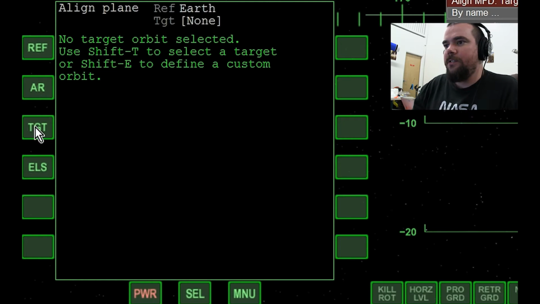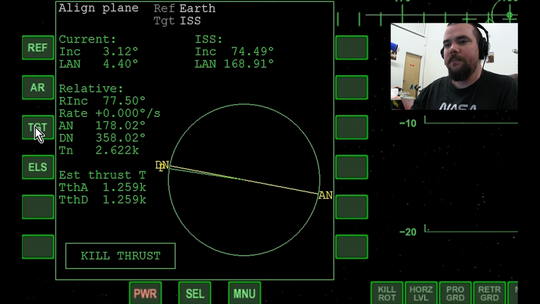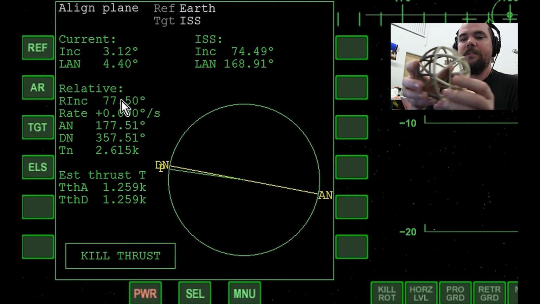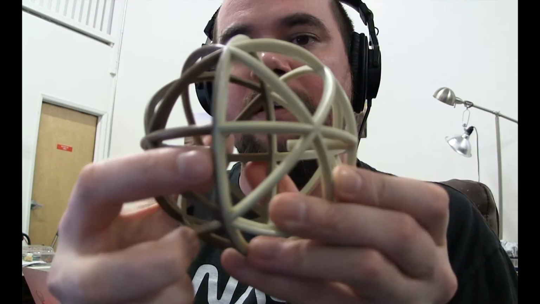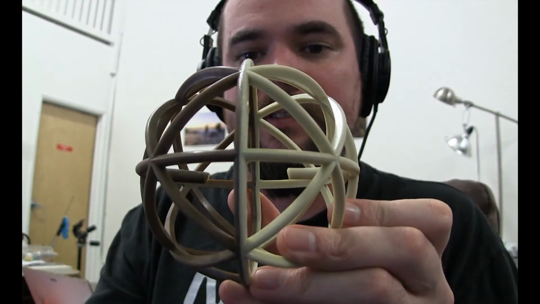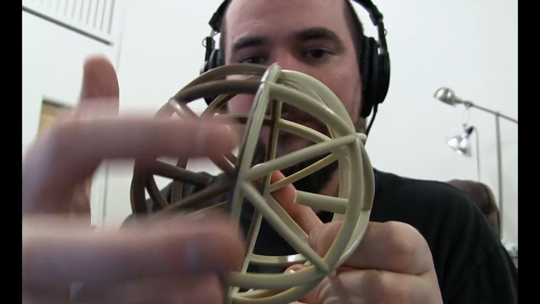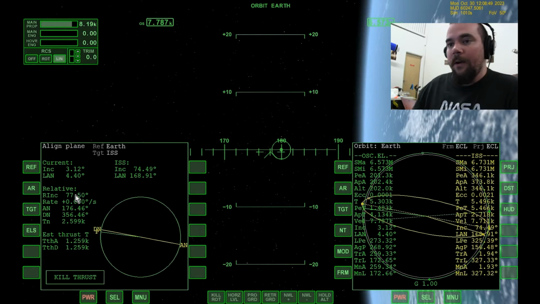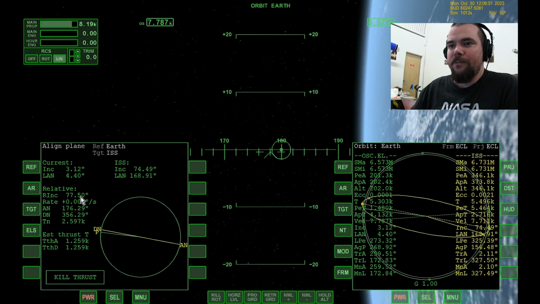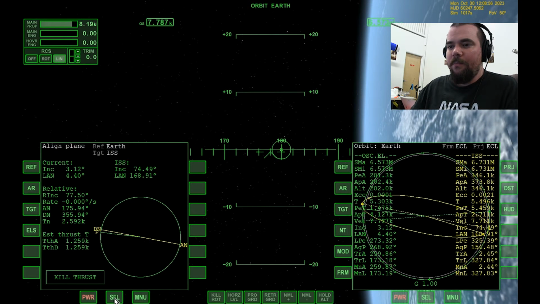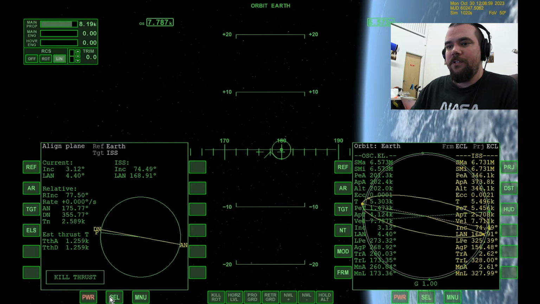Let's go ahead and set the target to International Space Station. Here it's telling us the relative inclination is 77 degrees. And if you look at the example again, the relative inclination between this one and this one is 90 degrees. The relative inclination between this one and this one is 45 degrees. So our relative inclination to the space station is somewhere in between those, which means we're pretty far off plane from the space station. But we've got enough fuel to make this happen, so let's just do it.